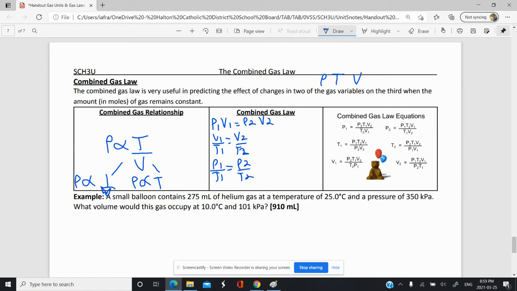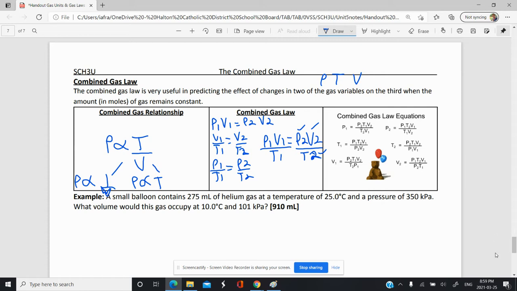So we saw all these relationships, and we can write this out as one combined law, which is P1 V1 over T1 is equal to P2 V2 over T2. And all the variables mean the same thing: initial pressure, initial volume, initial temperature, final pressure, final volume, final temperature. Temperature still needs to be in Kelvin, and your pressure and volume can be any unit as long as you are consistent on both sides.